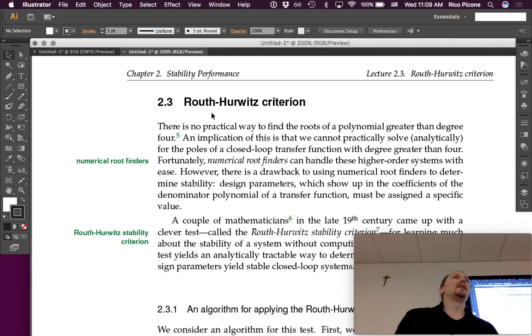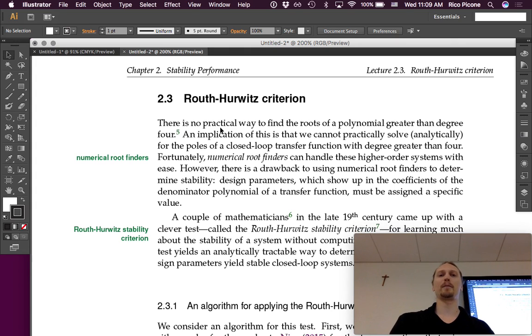Now we're going to get a little bit more detailed in our analysis. We can find out even more about it without solving for the poles. And that's where this Routh-Hurwitz criterion comes in. So there's no practical way to find the roots of a polynomial greater than degree 4. If you want to look into the details of that, go to the reference there. An implication of this is that we cannot practically solve analytically for the poles of a closed loop transfer function with degree greater than 4.